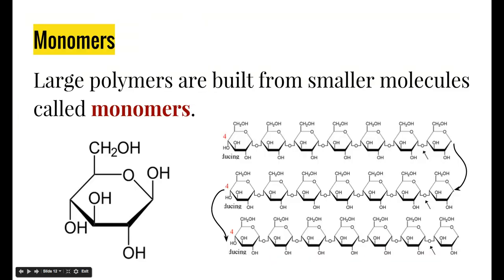Now, these large polymers are built, as I said before, from smaller units called monomers. So if we look right here, here's an example of a monomer. It's a single unit on its own. If we take this monomer and just repeat it, like it's going through a copy machine, over and over again, and we do this many, many times over, that's how we form a polymer.